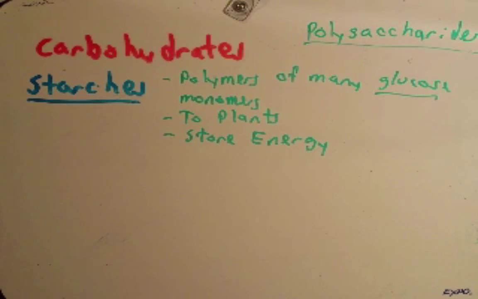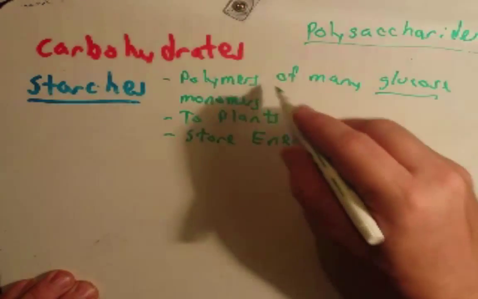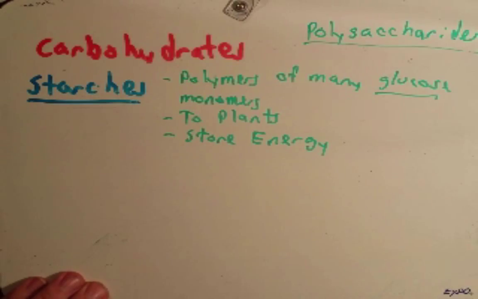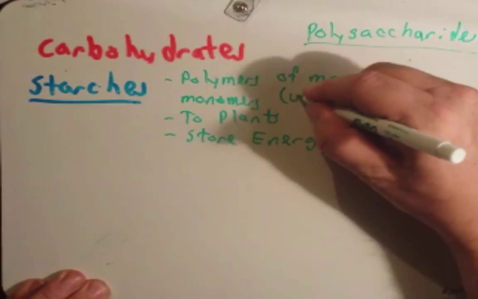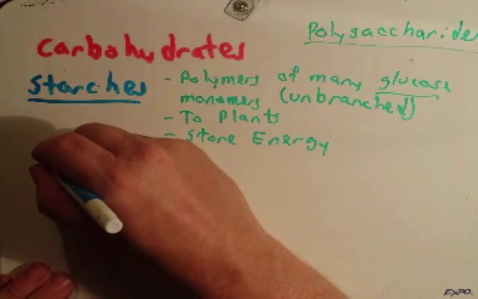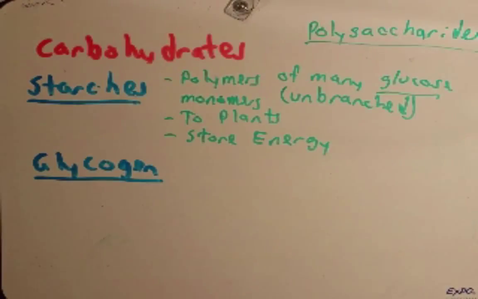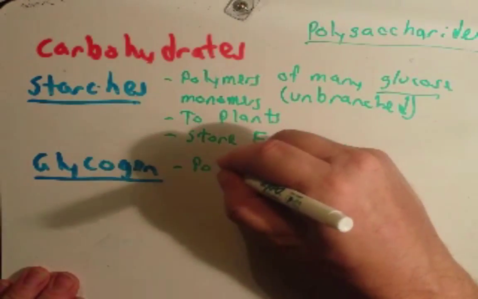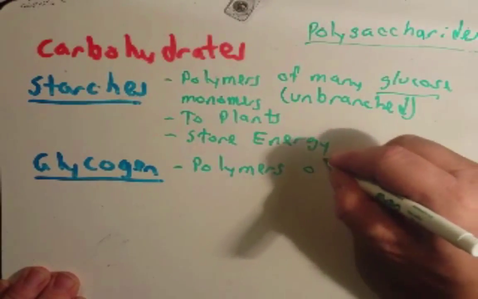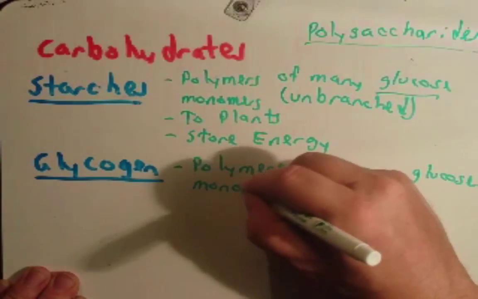So the plants can store this glucose in starches. Another point I should make out is that this polymer of all these glucoses connected together is usually unbranched. Now, animals don't have starches, but they also need a way to store energy. And they do that with this polysaccharide called glycogen. Like the starches, they are also polymers, large polymers, of many glucose molecules. Or we should say monomers.